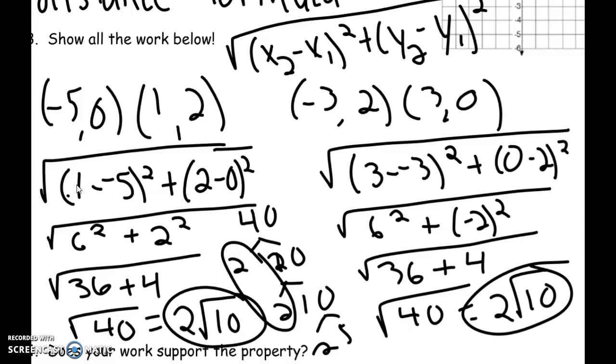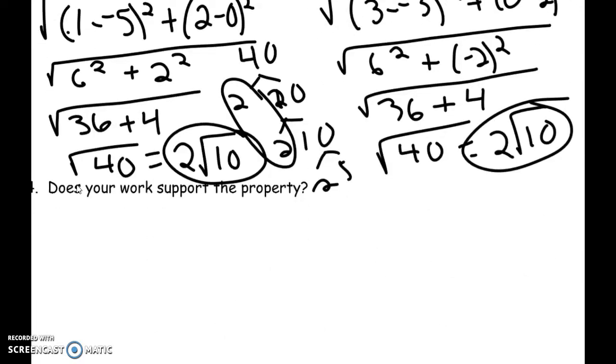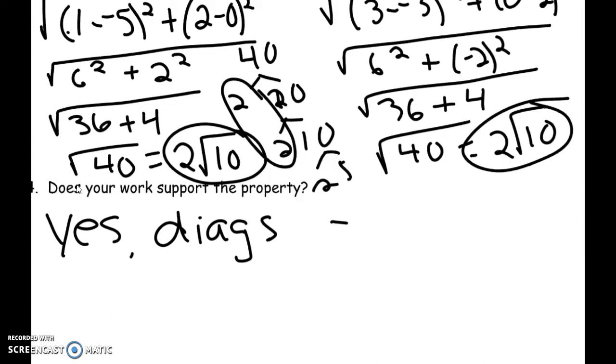We were trying to prove the diagonals are congruent, which we did. They both end up with the same length. So does your work support the property? My answer would be yes. Diagonals are congruent.